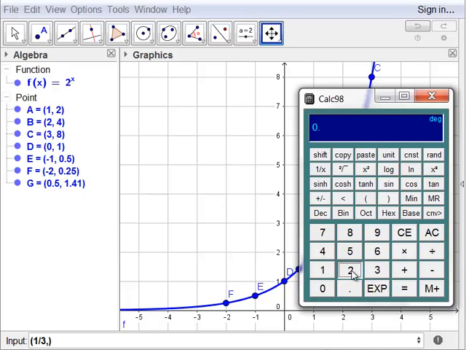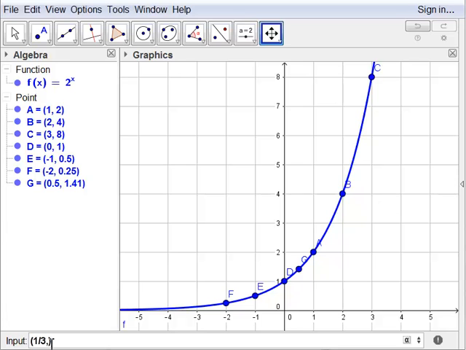If I take 2 and then use shift with the exponent, it comes out a root. Okay, and then I'm going to say 3, so that's the cube root, equals. So it comes out 1.2599. Okay, so over here I'm going to say 1/3, comma 1.2599. And there it is. It's right there on the curve. Okay, and we could continue doing that. So these definitions appear to be working.